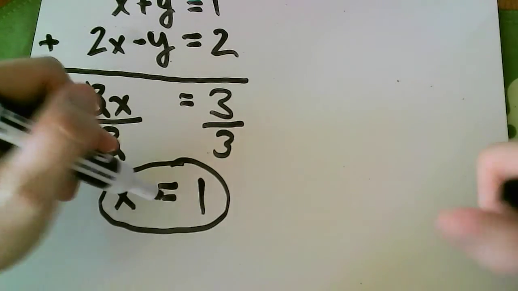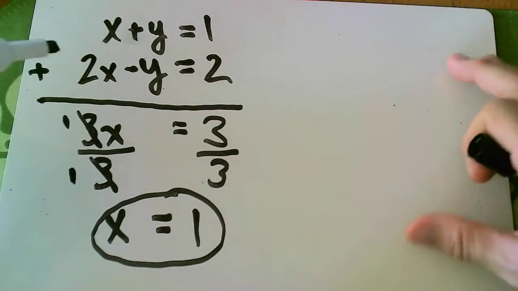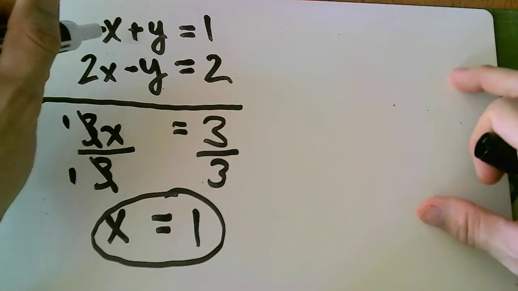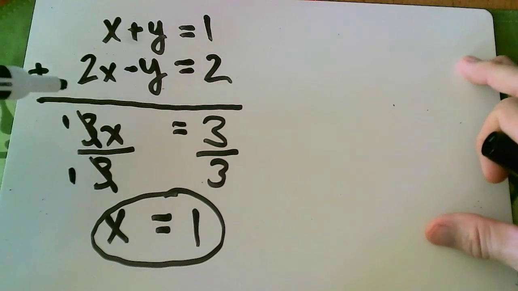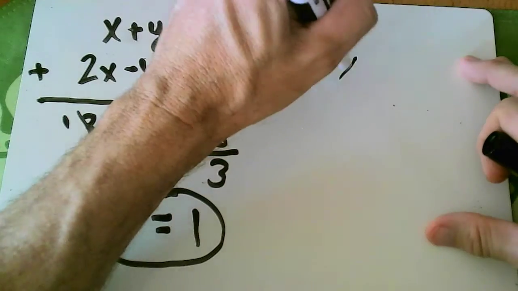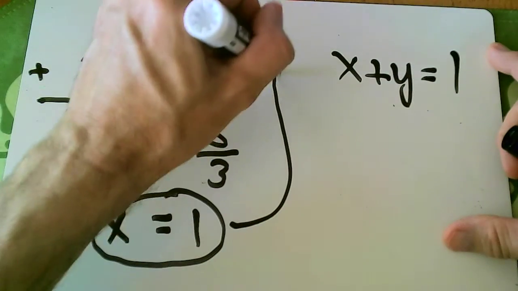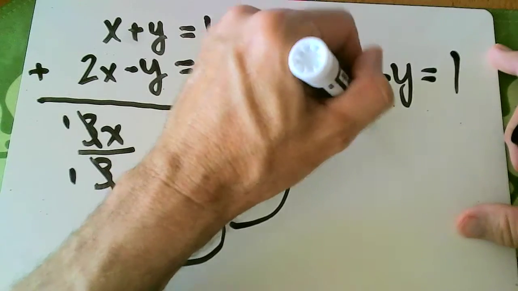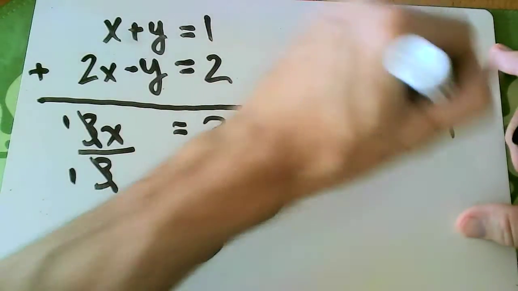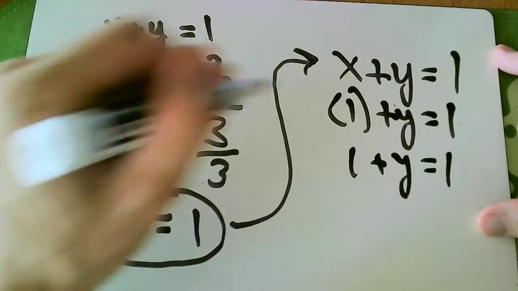Then it's similar to the substitution method. I go back and I plug it into one of the two equations. Again, pick the easier one. Be easy on yourself. If there's negatives in multiplication, don't worry about that. Pick this easy one. So we have x plus y equals 1. I'm going to take this and plug it in here. So I get 1 plus y equals 1.